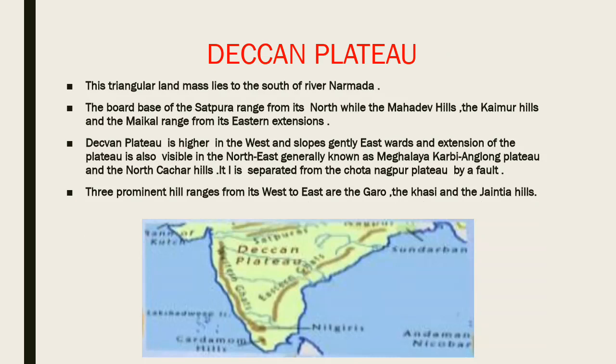An extension of the plateau is also visible in the northeast, generally known as the Meghalaya, Karbi Anglong Plateau and North Cachar Hills. It is separated from the Chotanagpur Plateau by a fault. Three prominent hill ranges from its west to east are the Garo, the Khasi and the Jaintia Hills.